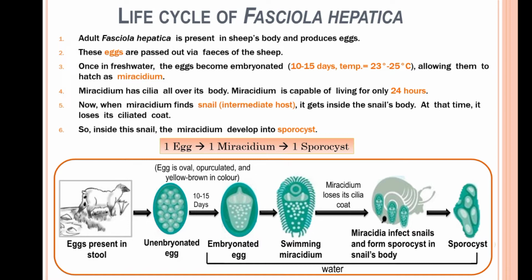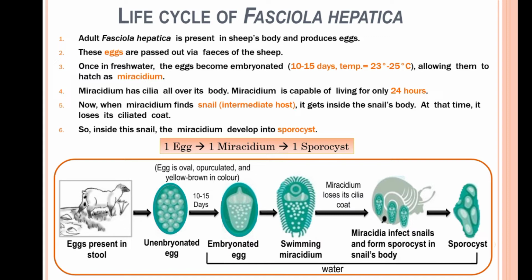So embryonated egg will hatch and produce miracidium. Miracidium has cilia all over its body. Miracidium is capable of living for only 24 hours. So the egg was in water and the miracidium produced was also in water. Miracidia has cilia which helps it to swim and find its intermediate host, which is snail.